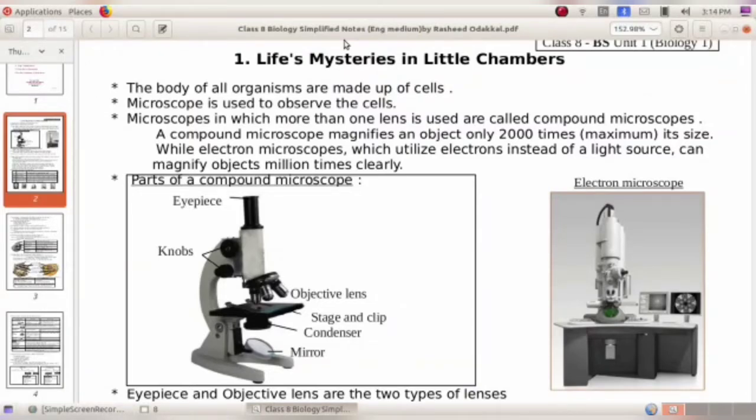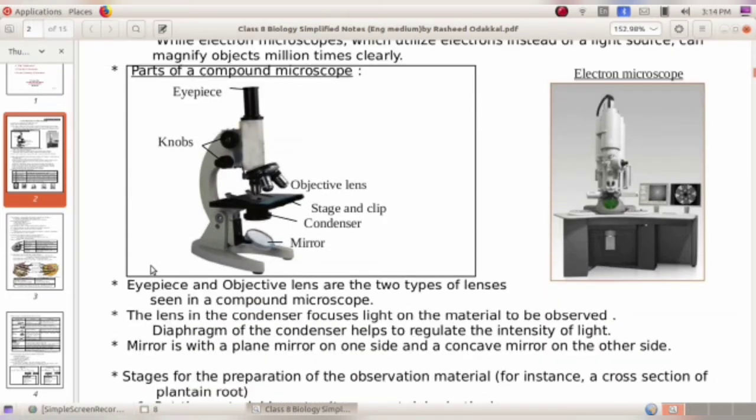Our first unit is Life's Mysteries in Little Chamber. It is already completed in online class. Let us pass through the important points of this unit. This unit started with the structure of a compound microscope. Let us observe the structure of a compound microscope.